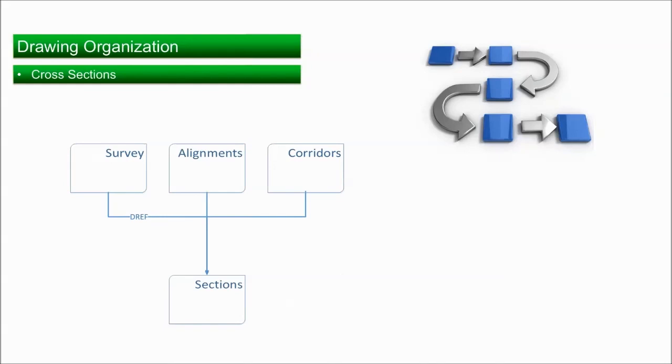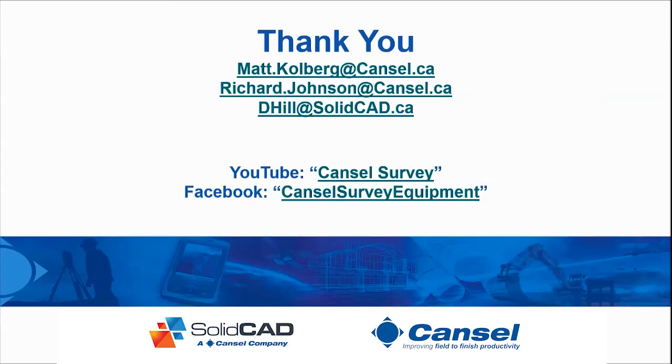Cross sections. A lot of people will put their sections directly in the corridors file. Now that we have the ability to deref our surfaces, our alignments, and our corridors, we can have sheets specifically set up just for sections. If you need 20 paper space sheets for sections, make it its own drawing, data reference everything in. That'll leave your design file as clean as it can be without cluttering it up with sections.